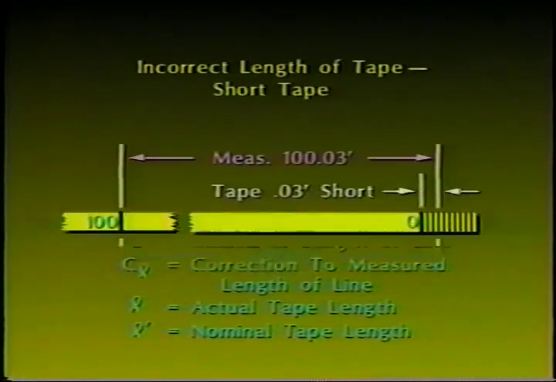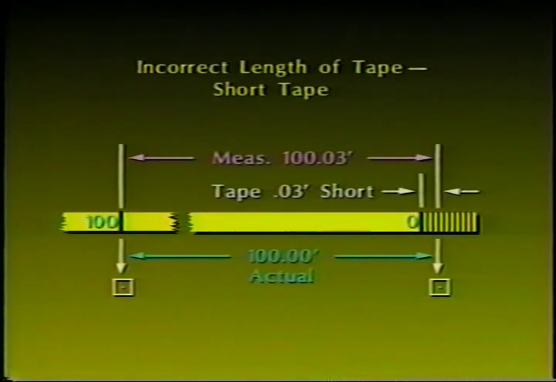Here we see graphically the situation where a tape is actually shorter than the indicated or nominal length by 3/100 of a foot. If the actual distance between the hubs is 100.00 feet, then this tape will read 100.03 feet. This can also be shown by applying the correction formula. Here, the actual tape length is 3/100 short, which equals 99.97 feet. The nominal length is 100 feet, and the measured distance is 100.03 feet. The correction is calculated to be negative 0.03 feet, and when added to the measured distance equals 100 feet, the actual distance between the hubs.